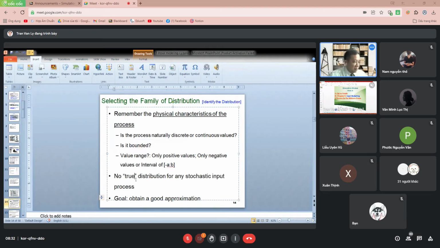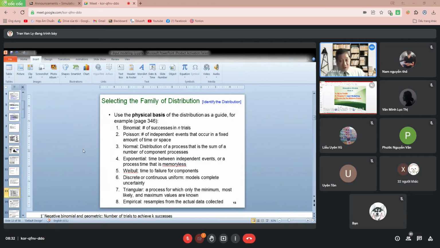So next, the physical characteristic of the process. You need to know such kinds of things. I just went through the previous slides and showed you many things.